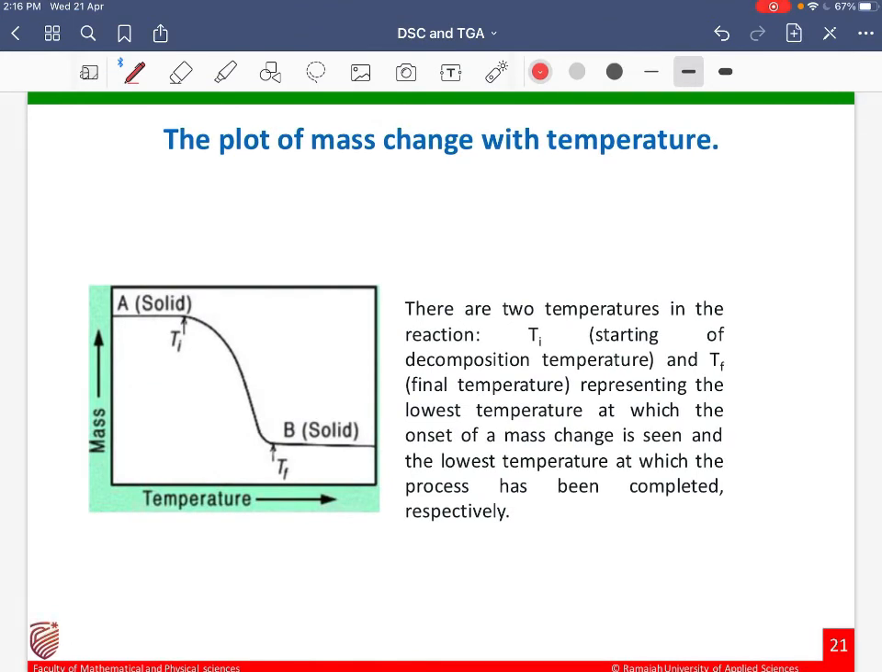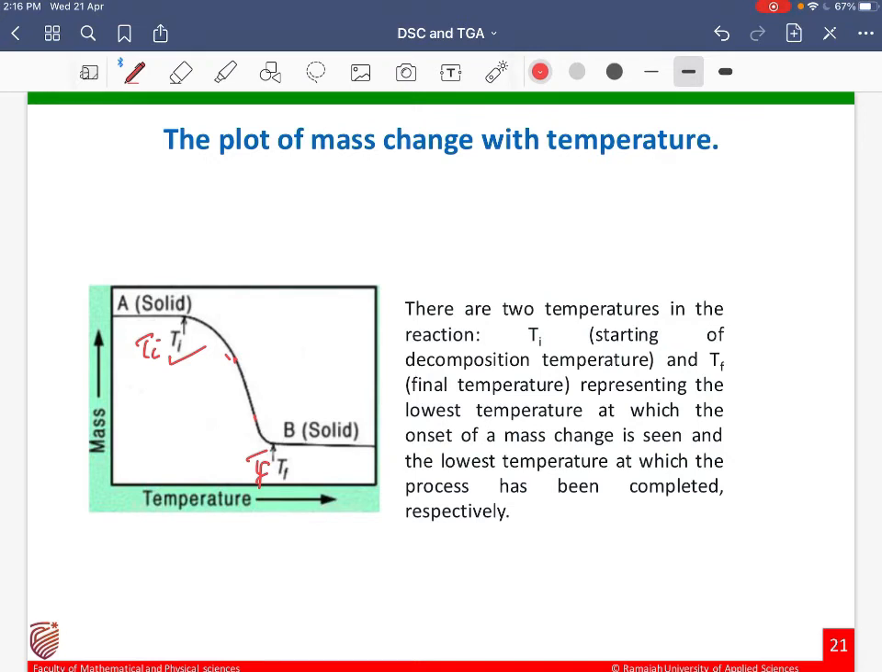So here is a typical plot of a thermogravimetric analysis against temperature. We can see the material initially at lower temperature had higher mass. When we increase the temperature, the mass decreases, and the maximum amount of mass decrease happens somewhere around this temperature. If you carefully see this graph, there are two temperatures for the reaction. For example, this temperature we write as Ti, and this temperature we write as Tf.